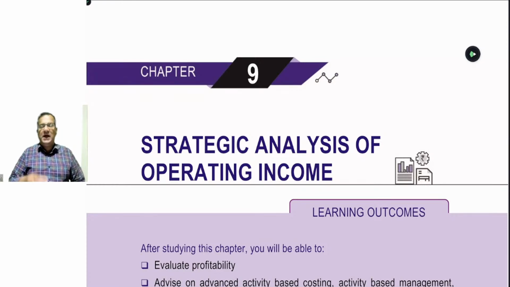For this chapter, Chapter Number 9, Strategic Analysis of Operating Income, is basically a practical chapter, with few of the topics, hardly 5 to 7% of the content, being theoretical in nature. Regarding activity-based budgeting and activity-based management, ABM is somewhat a theoretical topic. Rest of the topics are 100% practical.